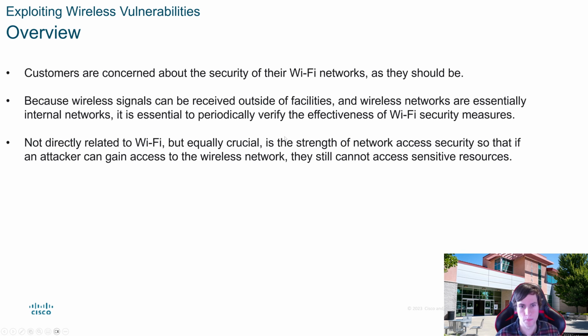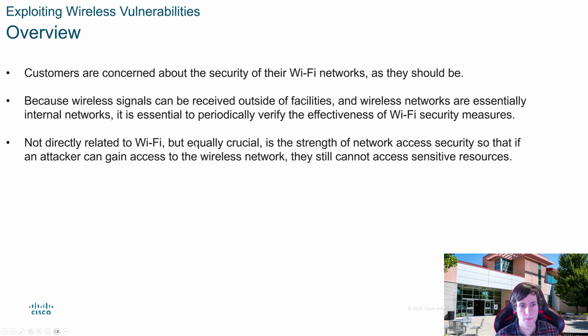So it is essential to periodically verify the effectiveness of Wi-Fi security, right? Because you can't control the signals going out unless you're building your building in a particular way that absorbs Wi-Fi signals. Some more secure areas do this, but for the typical use case, Wi-Fi networks now are pretty much essential to everyday business, and they can bleed outside of those buildings.